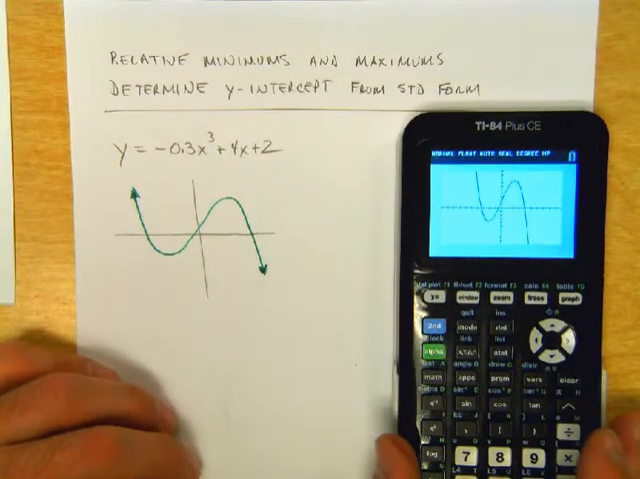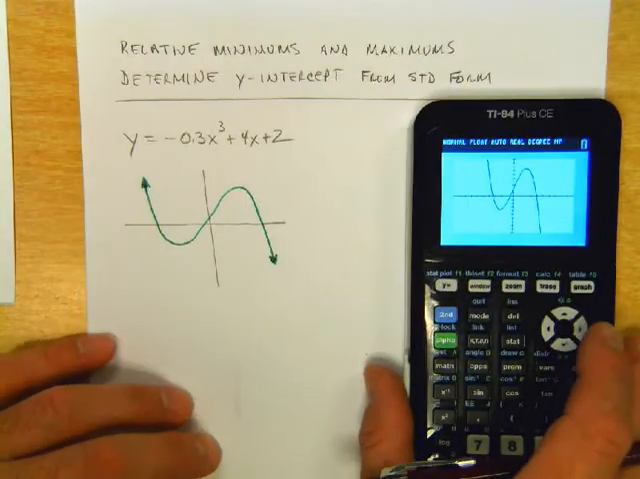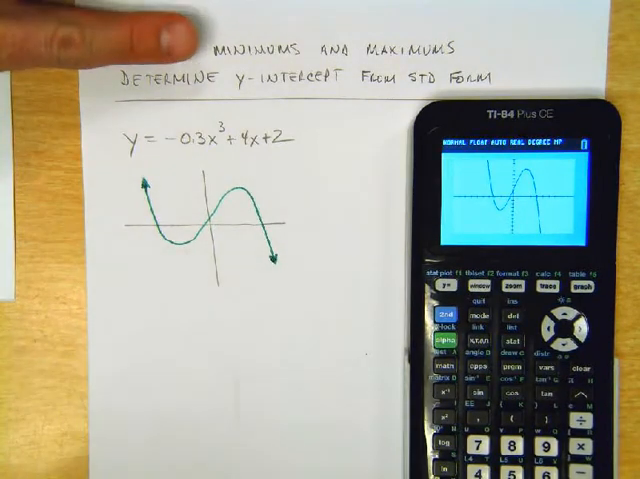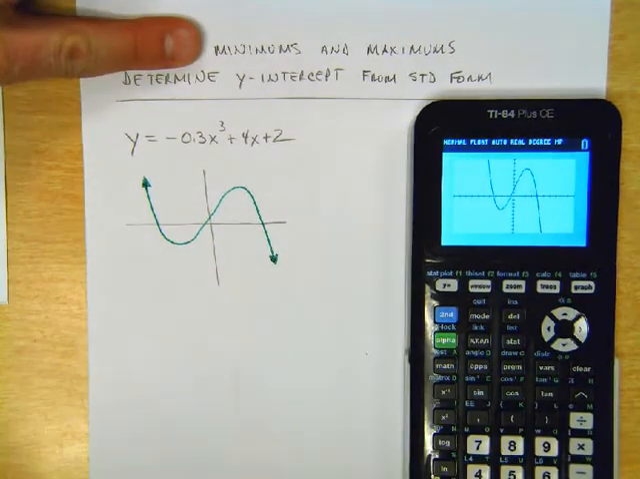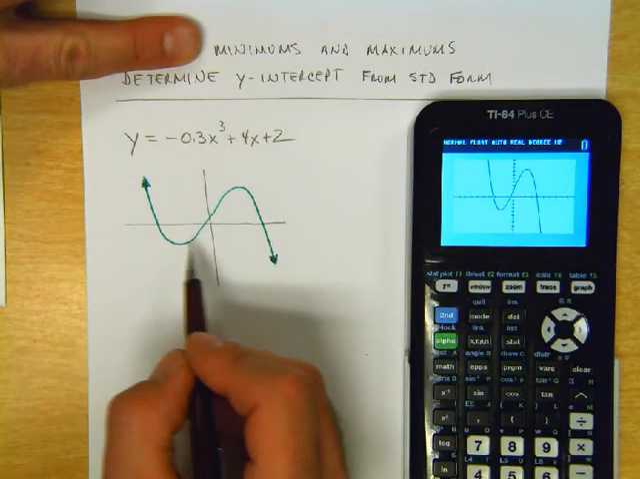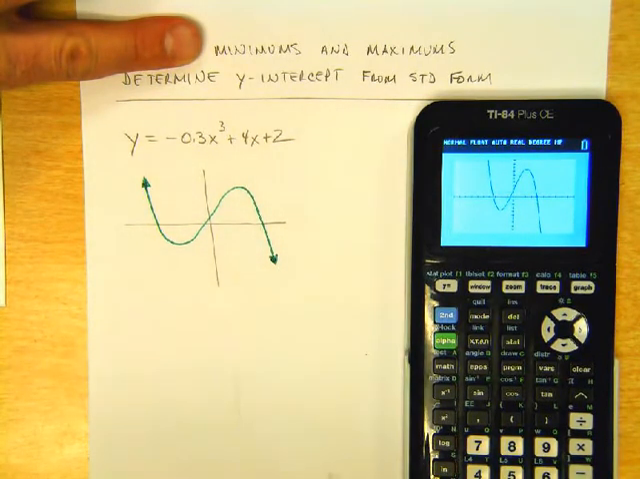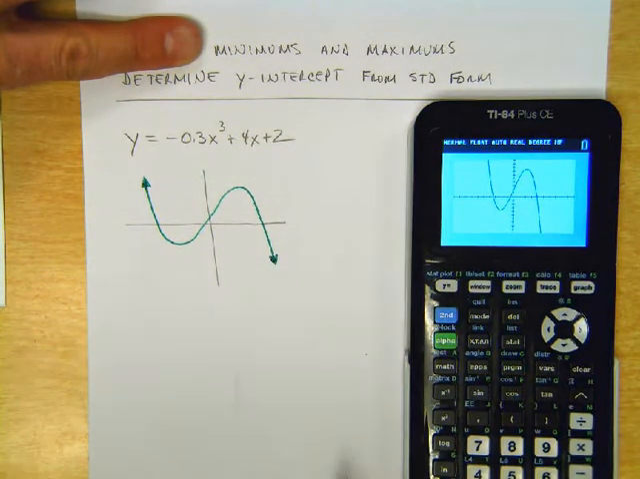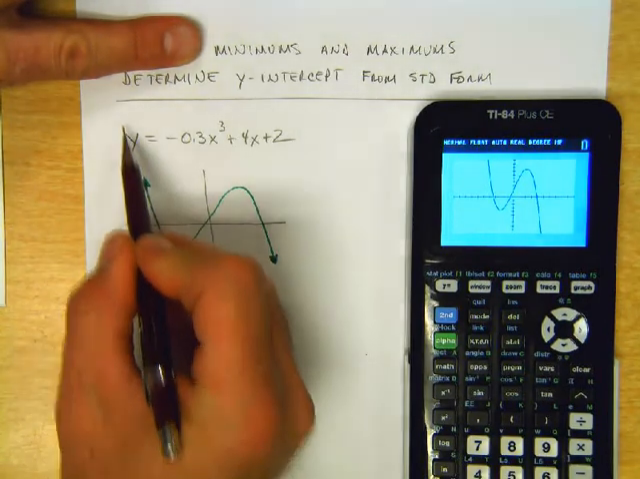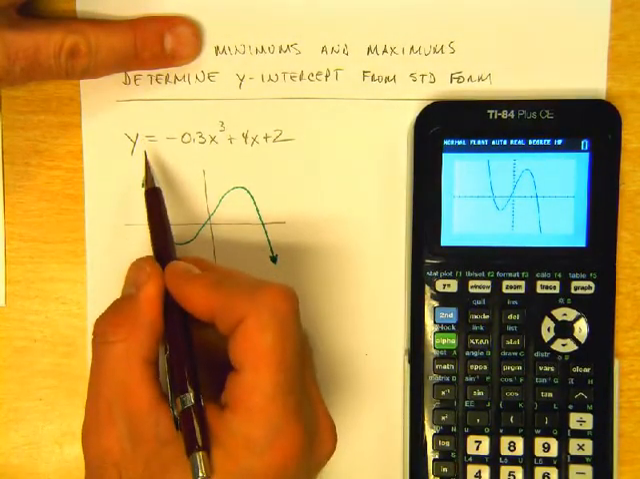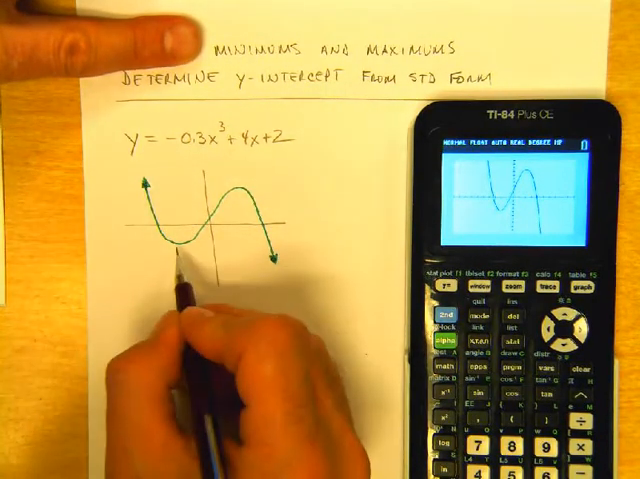All right, well, let's eliminate this word relative and just talk about what it means to be a minimum or a maximum. A minimum means the smallest possible number, and a maximum means the largest possible number. But if you look at this polynomial, this thing goes down forever, so it doesn't really have a minimum, and it goes up forever, so it doesn't really have a maximum. It does, however, have these turning points right there and right there.